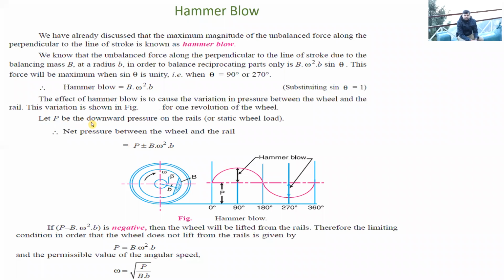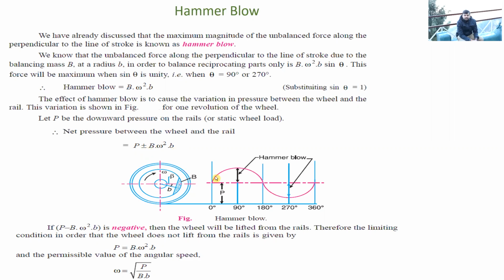So let P be the downward pressure on the rails, or the static wheel load. Okay. So P is nothing but the weight of the wheel, or the downward pressure it is exerting on the rails. Okay. So what will be the net pressure? Net pressure of the wheels would be P plus or minus B omega square b. Why? Because this is the balancing of the rotating mass, and the rotating mass keeps changing its direction all the time.